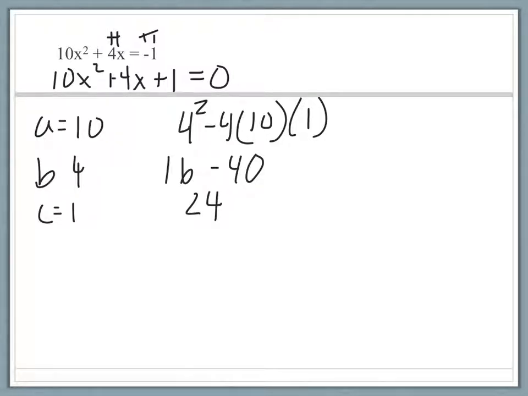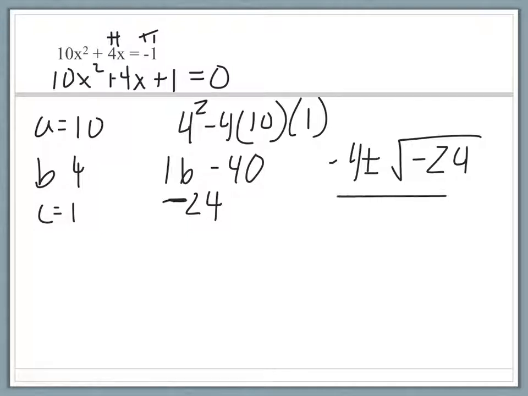Okay, so let's plug that into the quadratic formula. We have the opposite of b, so negative 4 plus or minus the square root of negative 24, all over 2 times 10. Now let's clean this up. We don't know what the square root of 24 is, so I can break that down into 6 and 4. 4 is 2 and 2, and then 6 is 3 and 2.